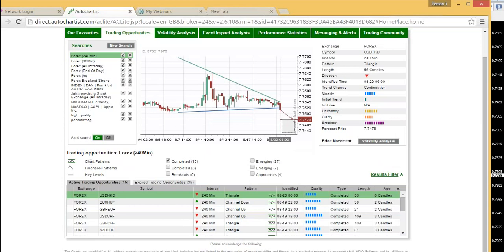As you can see down here, we have different types of chart patterns. We have chart patterns, Fibonacci patterns, and key levels. And then each one of these patterns is broken up into completed or emerging or breakouts and approaches. So let's just start with chart patterns.